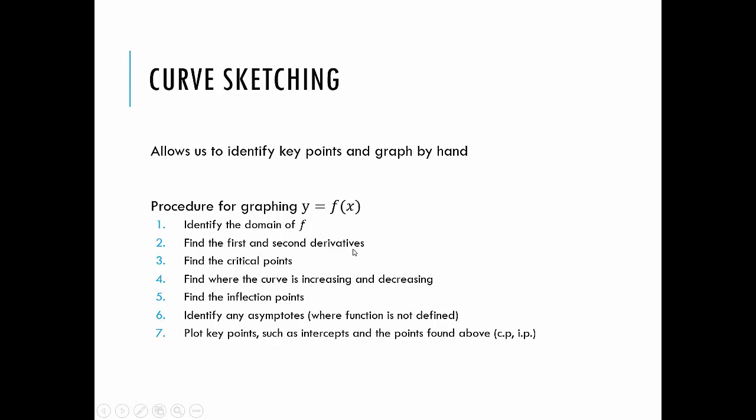Find the first and second derivatives. The first derivative gives me the critical points. If I have the first derivative, I can look to the left and the right of the critical points and see where the curve is increasing and decreasing. My second derivative, I can then set equal to 0 and solve for inflection points. I can see if there's any place where the function's not defined, and then I plot everything. I might even plot x and y intercepts just so it makes it easy to connect the dots.